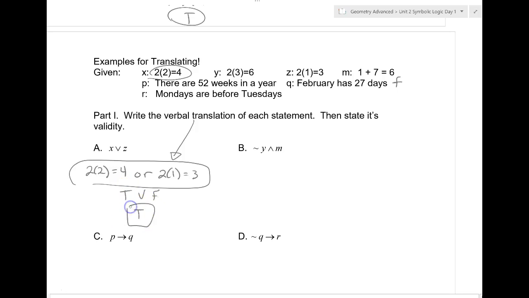True. Some people are going to want to do the validity first because they can just mess with the symbols first and then go back and write the translation. I'm okay with that as long as you do both parts. But you need to do both parts. Now, those aren't too bad. So let's look at the next one.